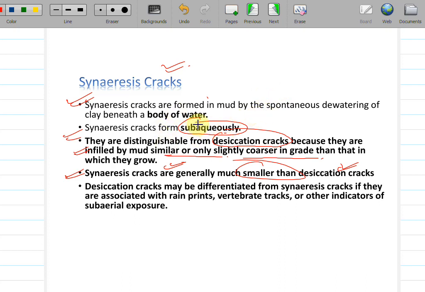This you have to remember. Okay, so desiccation cracks, again, can be distinguished from the syneresis cracks if they are associated with rain prints, vertebrate tracks, or other indicators of subaerial exposure.